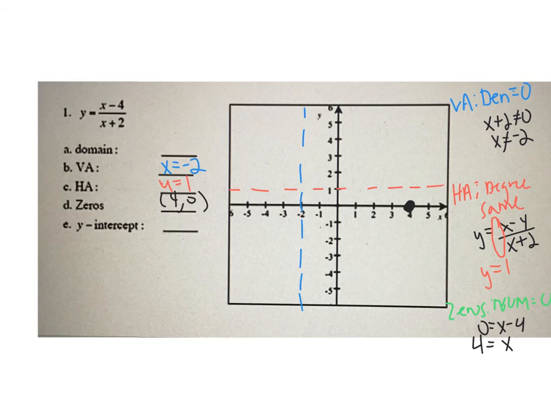And lastly, the y-intercept. So how do we find the y-intercept? To find the y-intercept, you simply let x equal 0. If we let x equal 0, that means y equals 0 minus 4 over 0 plus 2. If we simplify, we end up with negative 4 over 2, and negative 4 divided by 2 is negative 2. So our y-intercept would be at (0, negative 2).